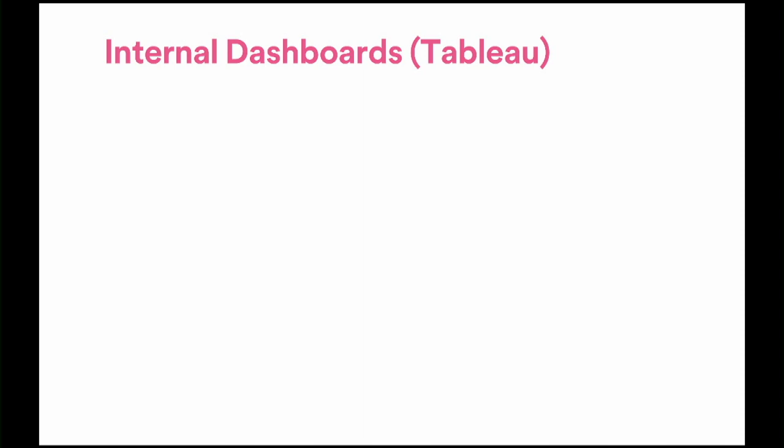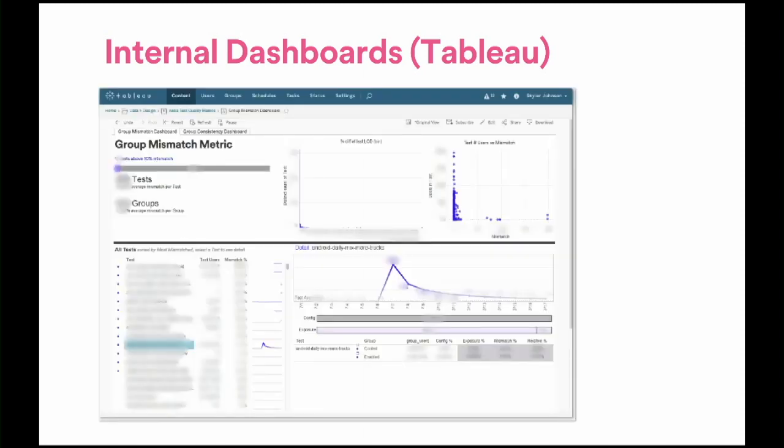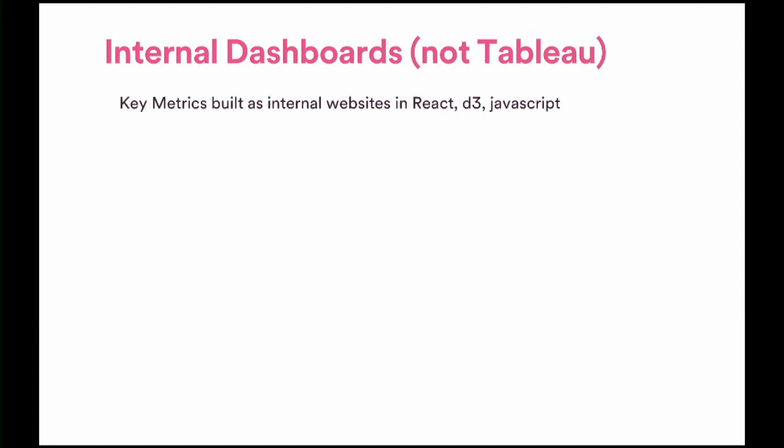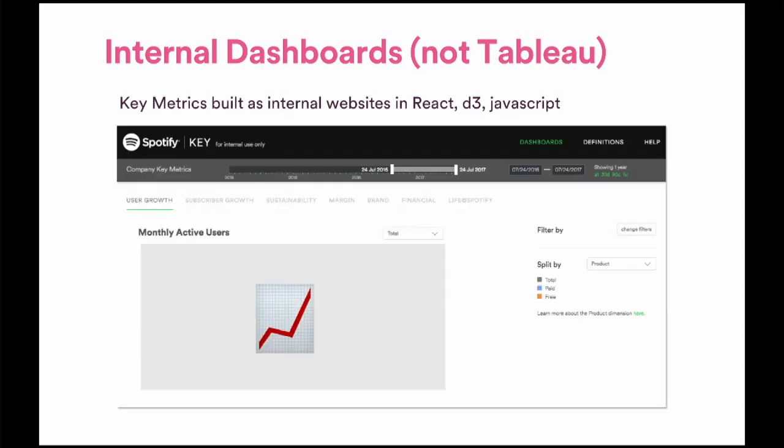A big thing that we do, of course, is we make a bunch of dashboards. This is a dashboard I made about the performance of A/B tests within Spotify, or a more fun dashboard that shows the demographics that like to listen to Aha, Take on Me. These are obviously built in Tableau. In cases where the data is more important, where we want to show off key metrics that are highly governed, we have actually spent a lot of time building websites in JavaScript using D3 and React, which is our main portal for key metrics and KPIs.